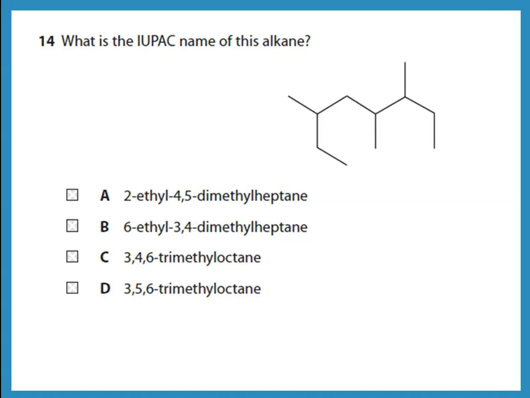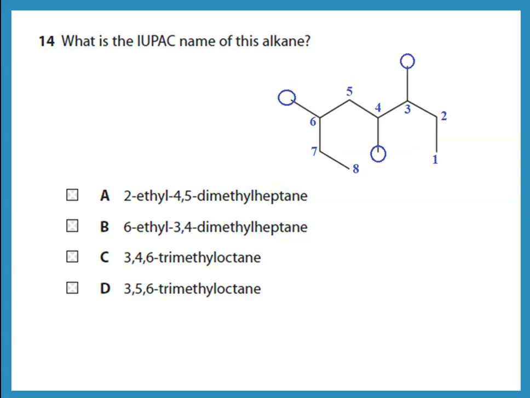Try to find the longest chain, and we start numbering the chain from the side that will give the lower number for the substituent. So in this case, we can start from 1, 2, 3, 4, 5, 6, 7, 8. And if we go the other way, it would give larger numbers for the substituent. So this is 8 carbon, so that's an octane. The substituents, I have 3 methyl groups, so I need trimethyl, and each one is on carbon 3, 4, and 6, so that would be the correct IUPAC name.